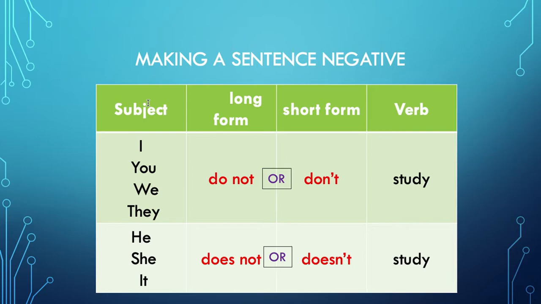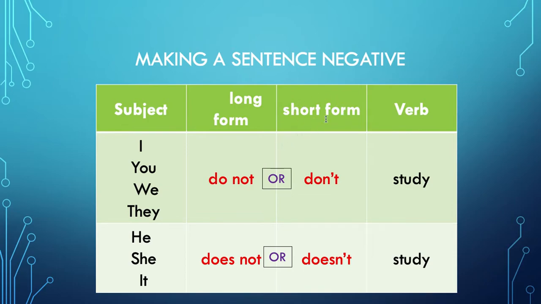With all sentences in English, we start with the subject. For example, I, you, we, they, he, she, it. Then for a negative sentence, we can choose. We can use the long form, so do not, or the short form, don't.